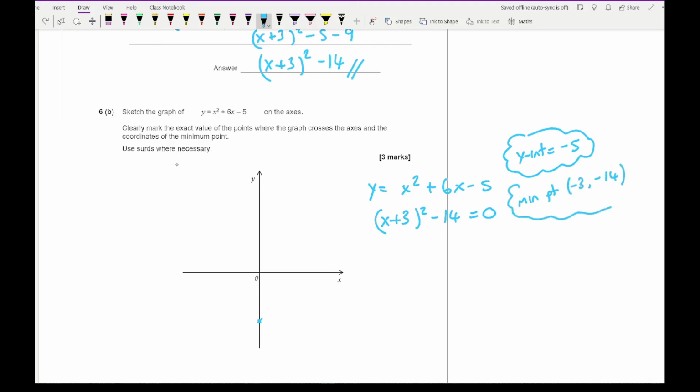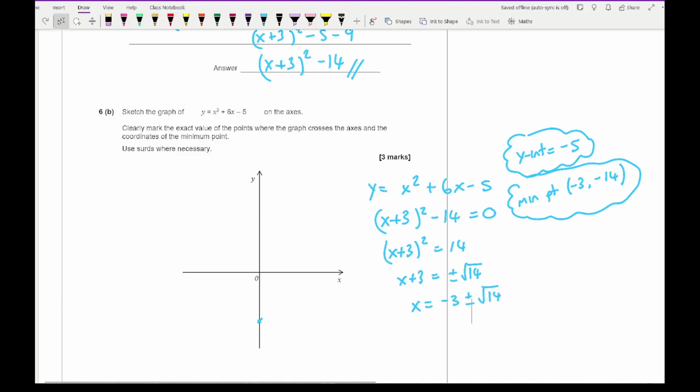All I then need to do is find out the x-intercepts, so I just need to solve this. I've got x plus 3 squared equals 14. x plus 3 equals plus or minus the square root of 14. And then I've got x equals minus 3 plus or minus root 14.